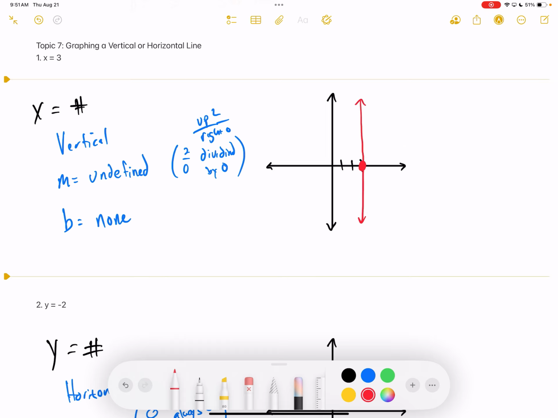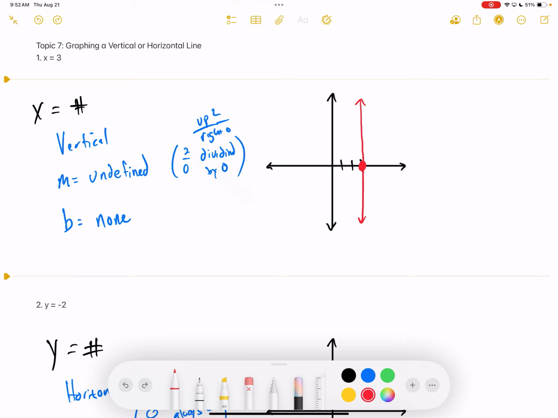And the way my brain does it is it doesn't matter what y is, x is always going to be 3. Okay, so if y is 10, x is 3. If y is negative 10, x is 3. No matter what y is, x is always going to stay at 3. Okay. There is no y-intercept on this one because it doesn't cross the y-axis. But the slope is undefined. The reason the slope is undefined is because this graph is always going up or down. It's never going to the right.